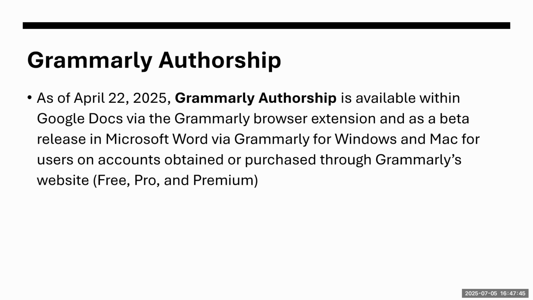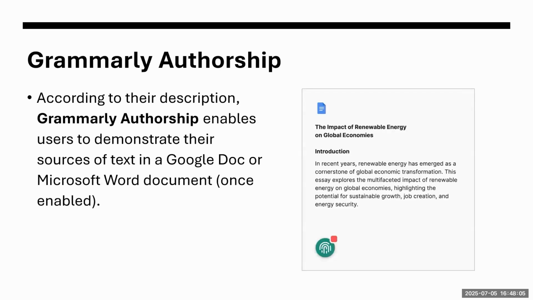Authorship is now available in Google Docs as a browser extension, or you can do Microsoft Word in Grammarly for Windows or Mac. So it is possible on many different platforms. There's a free tier, a pro tier, and a premium tier with different capabilities according to those different price points. According to their description, Grammarly Authorship enables users to demonstrate sources of text in their Google Doc or Microsoft documents.